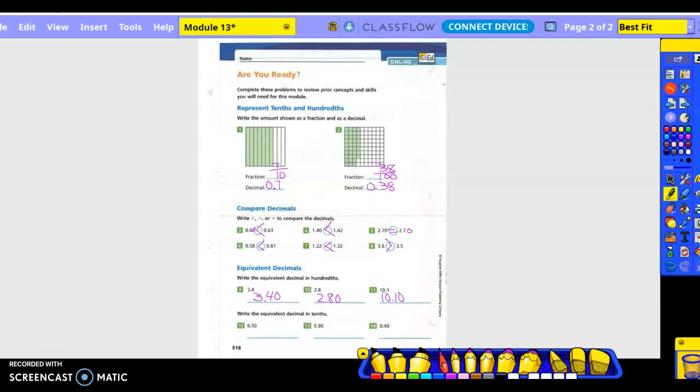Write the equivalent decimal in tenths. So basically we need to do what? Drop the zero at the end, right? Now what if it wasn't a zero at the end? Can we just drop it? No. Okay. But technically right now it's just holding a spot, right? Because it's at the very end. So this would be what? 6 and 5/10. This would be 5 and this would be 4/10.